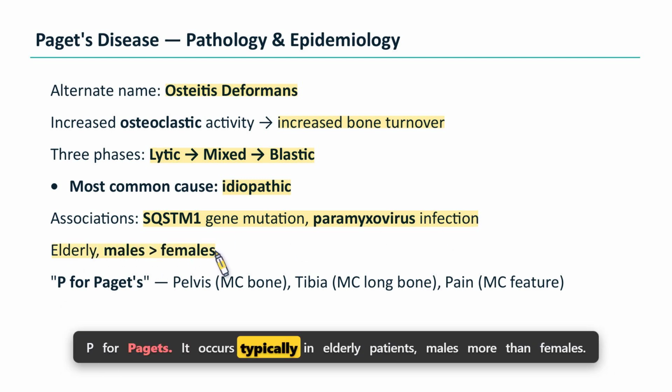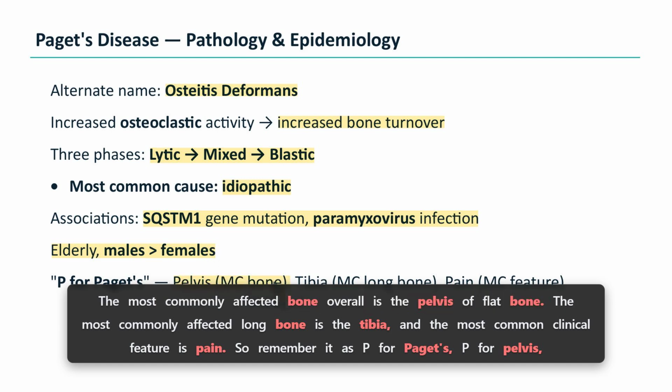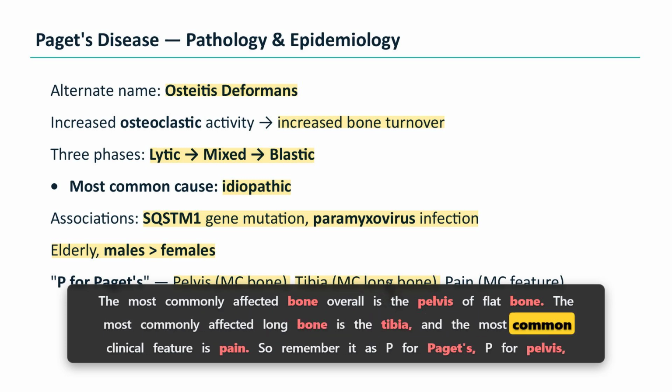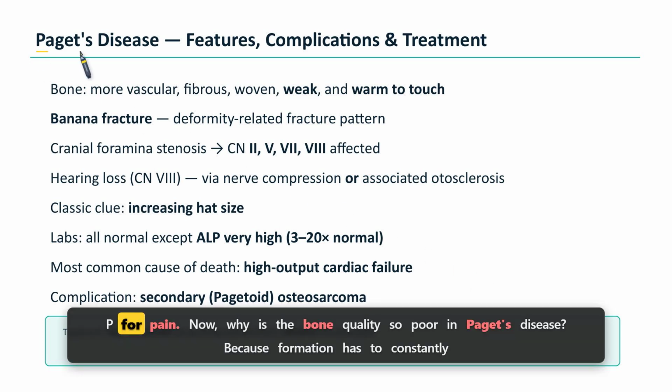For epidemiology and localization, there's a handy mnemonic, P for Paget's. It occurs typically in elderly patients, males more than females. The most commonly affected bone overall is the pelvis, a flat bone. The most commonly affected long bone is the tibia. And the most common clinical feature is pain. So remember it as P for Paget's, P for pelvis, P for pain.